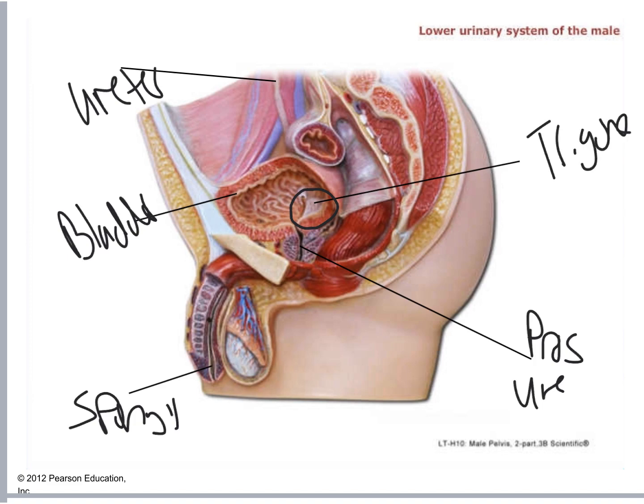The trigone means triangle, and it's a triangle inside of the bladder that's made by 3 openings into or out of the bladder. 2 of the openings are from each ureter, and then 1 opening is from the urethra, and it forms an area called the trigone. No matter how much you try to eliminate all the urine from your bladder, there's still going to be some urine left in the bladder, and it's going to be located at the trigone.